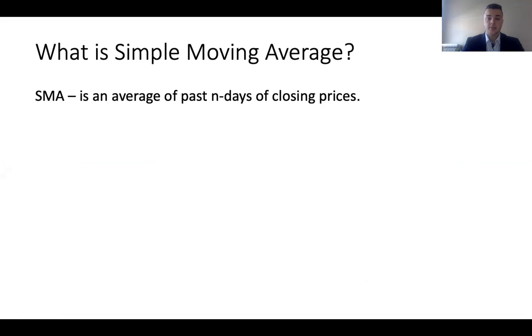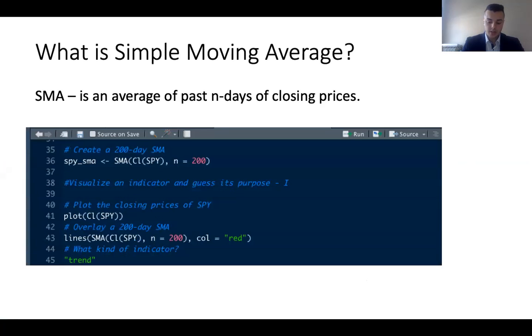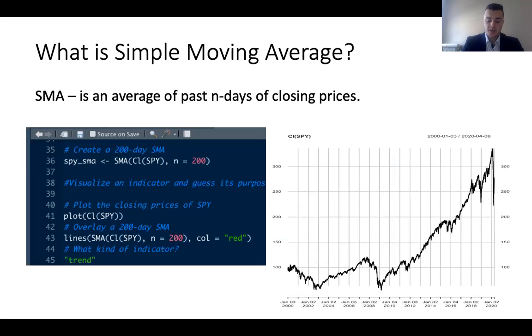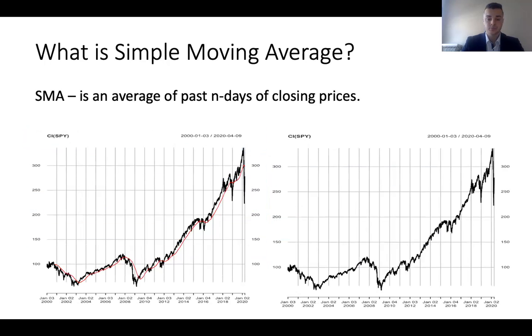What is simple moving average? Simple moving average is an average of past N days of closing prices. On the picture of the code, we created a 200 days moving average with closing prices of SPY. At the beginning, we plot all closing prices of SPY for our time frame, and then we add the 200-day moving average that we have just created, which shows as a red line. So as you can see on the chart here, we have the 200 days moving average as a red line.